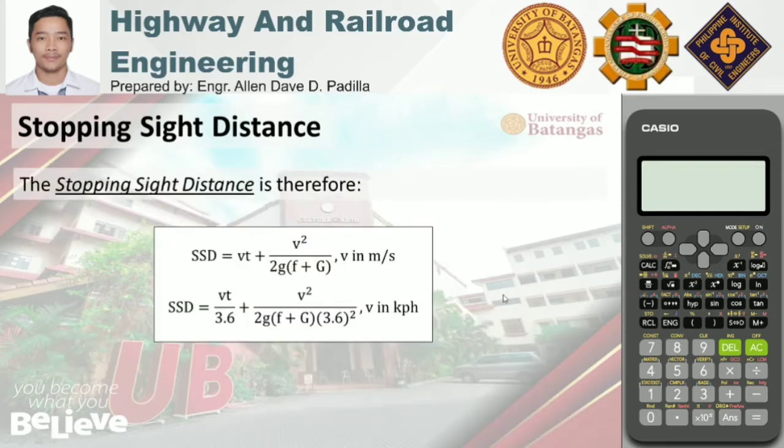Meaning, the total stopping sight distance is equal to Vt plus V squared over 2g multiplied by (f plus G) if the velocity is in meters per second, and Vt over 3.6 plus V squared over 2g multiplied by (f plus G) times 3.6 squared if the velocity is in kilometers per hour. So, yun lang yung kailangan natin tandaan sa stopping sight distance.